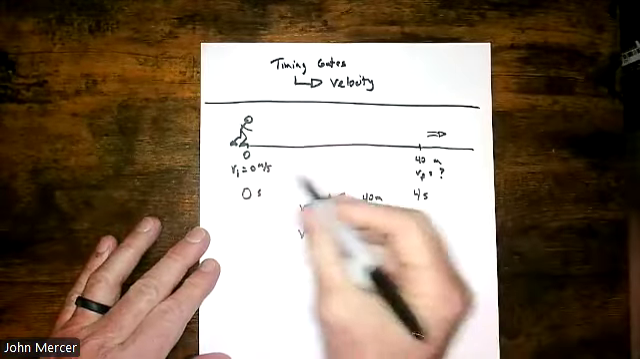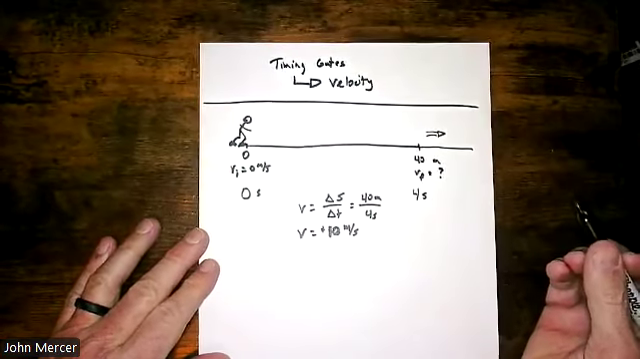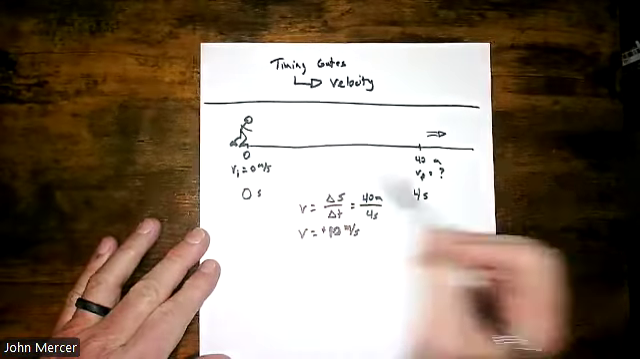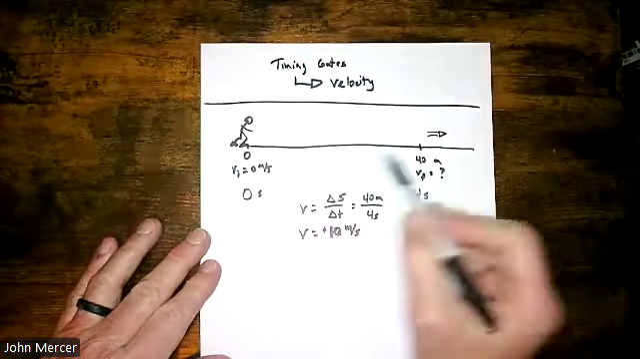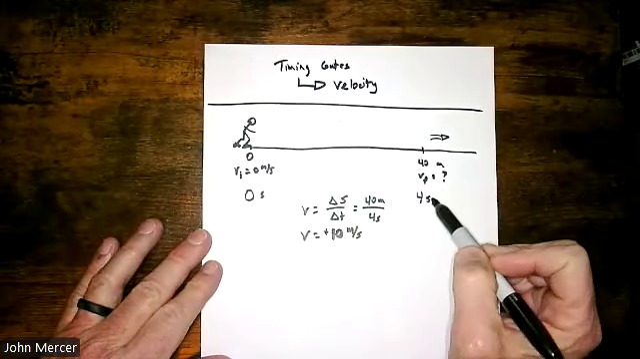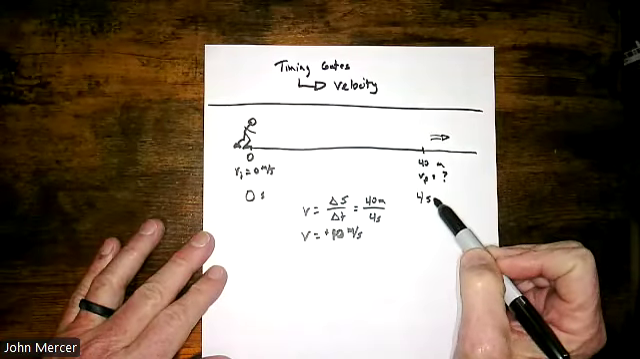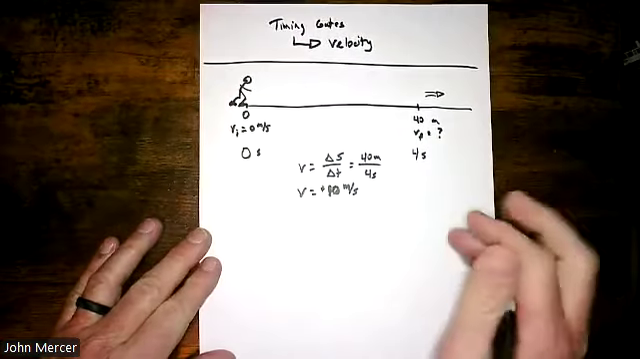So now let's figure out, where did that person run 10 meters per second? What's the velocity right here? It's 0 meters per second. What's the velocity at the end? Well, most likely, it's not going to be 10 meters per second. So let's think about this a little deeper.